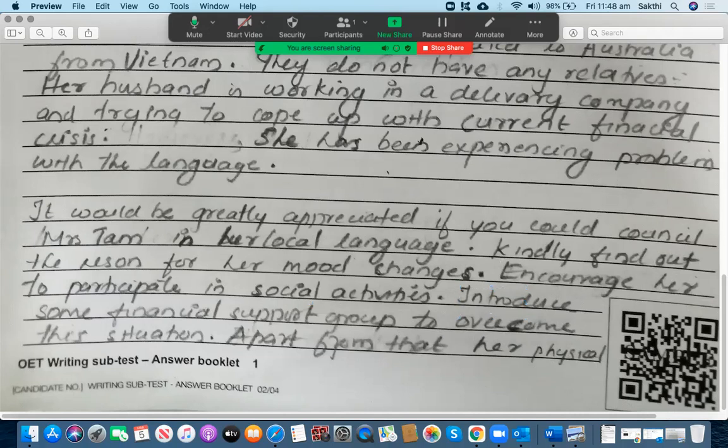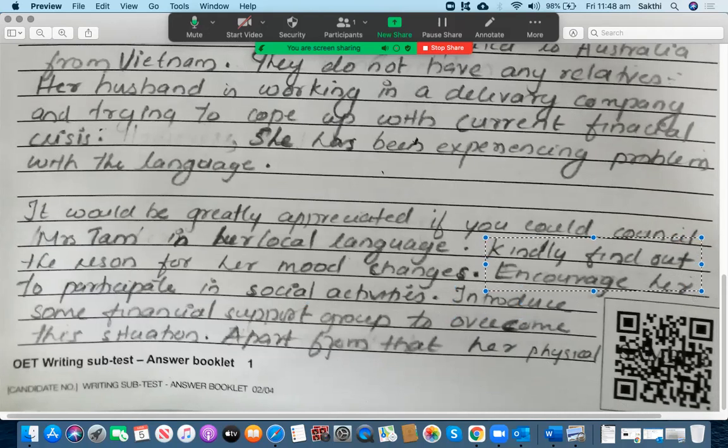So this is not good actually. You have to use a complex or a compound sentence instead of writing down simple sentences again and again. All right. Okay, so kindly find out the reason for her mood changes and encourage her to participate in social activities. Okay. Also, please introduce.